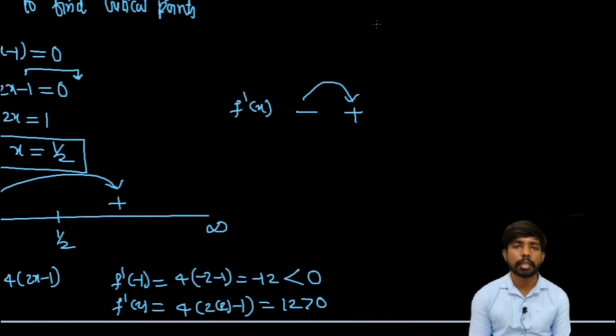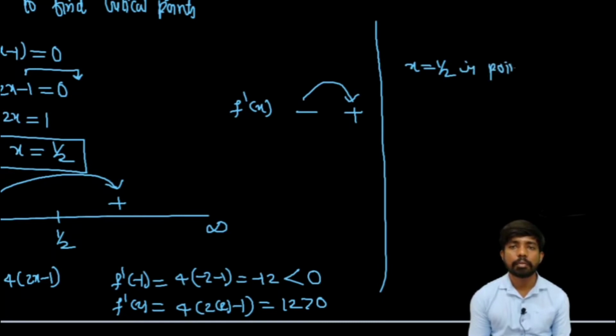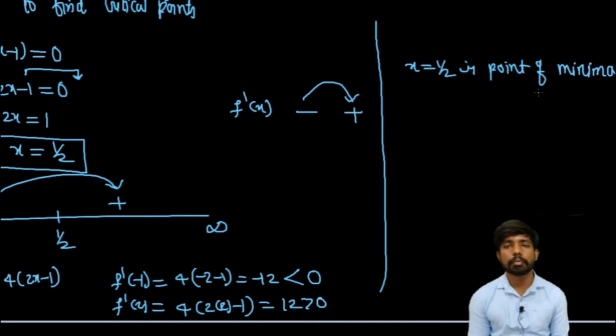Therefore, we can make a note of this. x is equal to 1 by 2 is the point of minima because the slope changes from minus to plus.